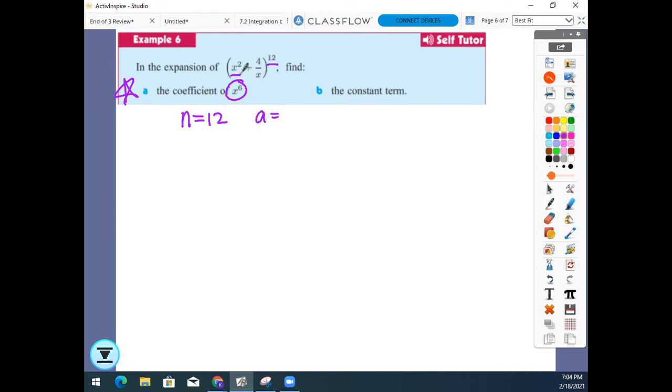A, first term is x squared. B is positive 4 over x. Now, there's all sorts of ways. We're going to have the binomial coefficient here. We're going to have x squared to some power here. And we have 4 over x to some power here. So we fill in these exponents and these numbers, although this has to be 12, right? That's our exponent. But we fill things in and we want to get a result of x to the 6th.